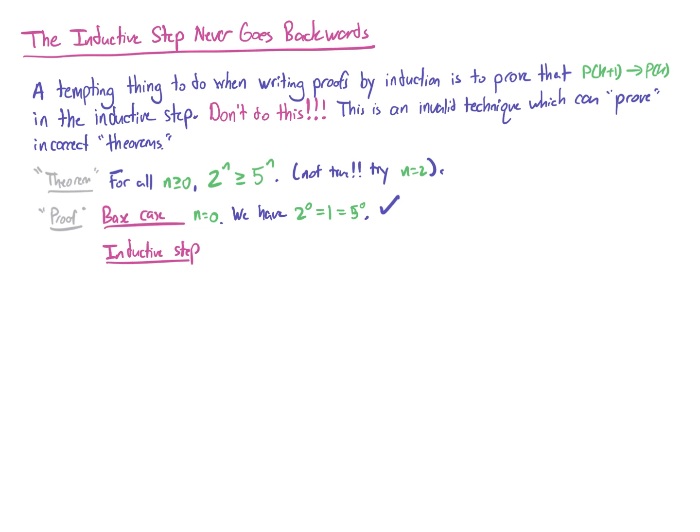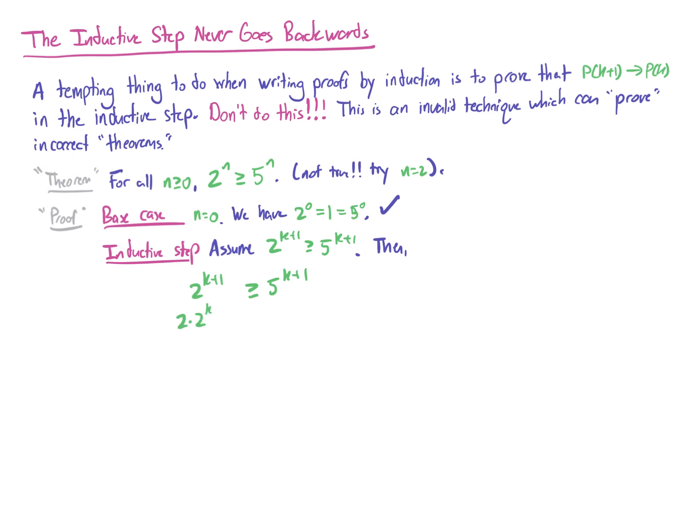So we're going to assume that 2 to the power of k+1 is greater than or equal to 5 to the power of k+1. This is our assumption. Then we're going to simplify. So 2 to the power of k+1 is greater than or equal to 5 to the power of k+1. That's where we started. I'm just going to take out a 2 and a 5 from each one.